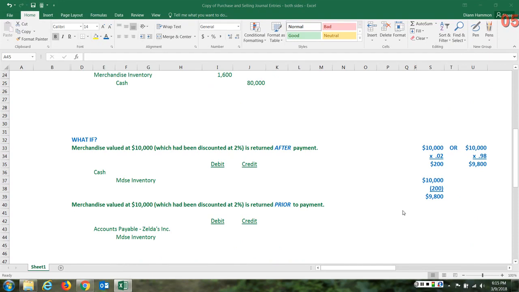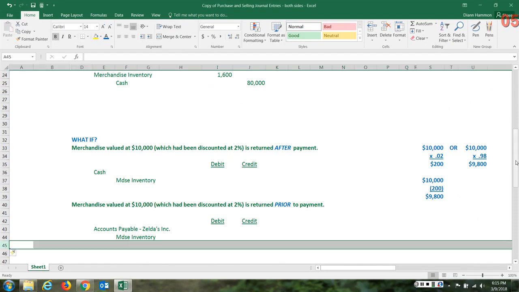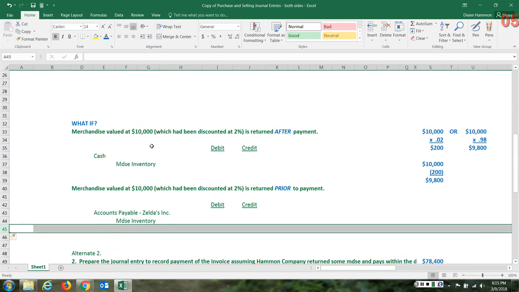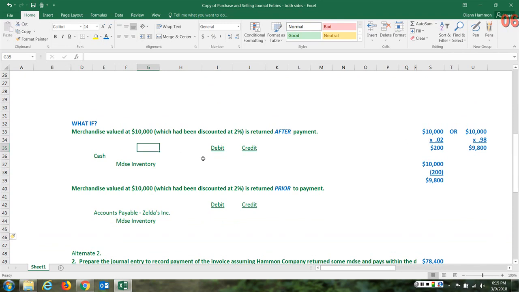Okay, in this first what if, we're going to assume that some merchandise is needing to be returned for some reason. We're just not happy with it. Hammond Company is not happy with it, and so they're going to return it to Zelda's. So assuming first that the merchandise, which was originally valued at $10,000 and had been discounted at 2%. So if you look over on the right hand side, you'll see where I made these calculations. So we have them on the books at $9,800.